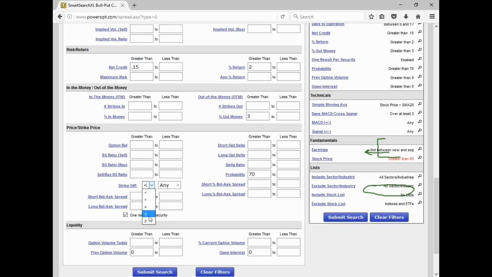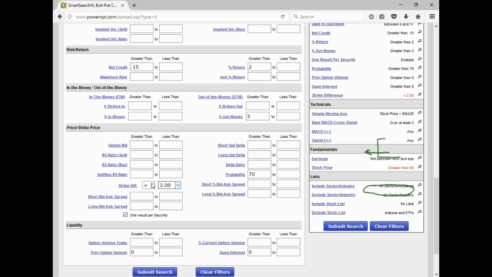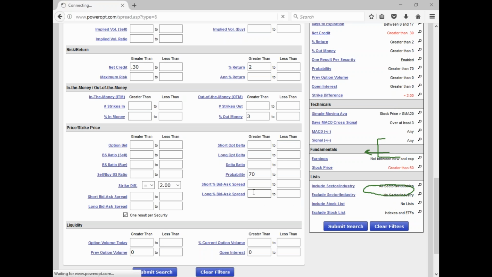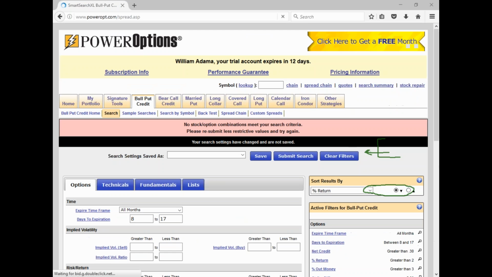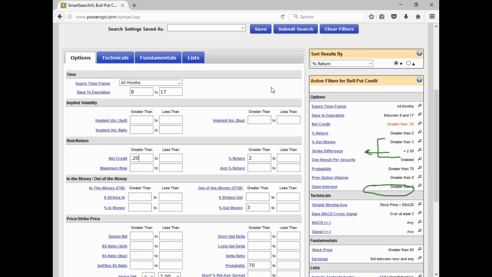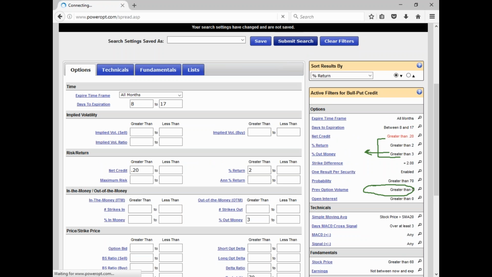So if I only wanted to see, let's say, 2-point spreads, I'd set that less than 2. And if you wanted to try to collect at least, let's say, 30 cents against that, we can try to do that as well. So let's make our adjustments there and go ahead and see what we're looking at. Oh, okay, so we didn't get anything in our time frame. It's probably because the net credit's too high. Let's go ahead and take that back down to 20 cents, see if we can. That's about a 10% return. That's pretty good, of course.